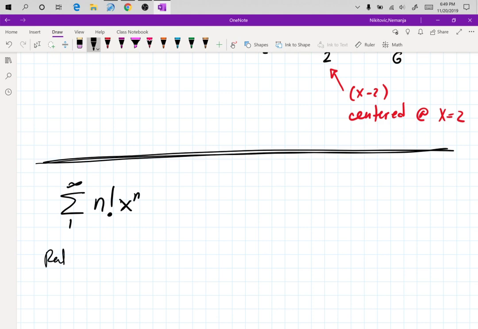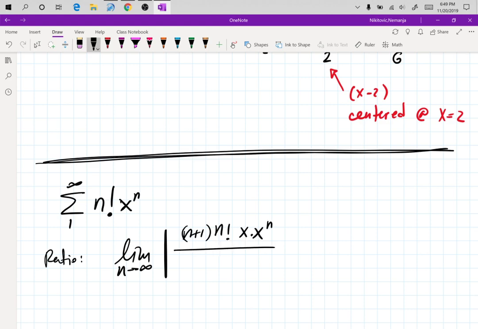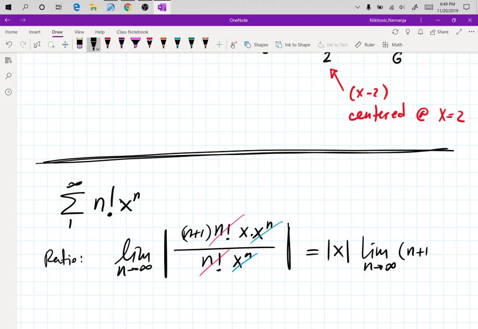Ready for ratio? Limit n goes to infinity, absolute values, n plus 1 factorial times x to the n plus 1, divided by original problem, n factorial x to the n. Close absolute values. Cancel factorials, cancel x to the n, and what we get is x in front of the limit, and then limit n goes to infinity of n plus 1.